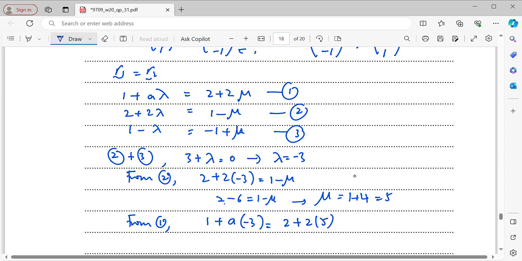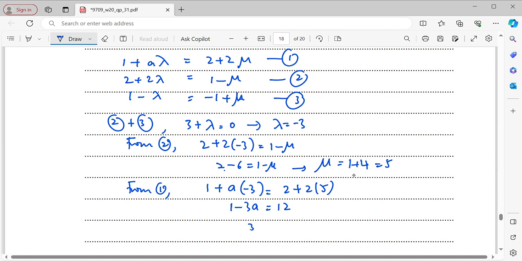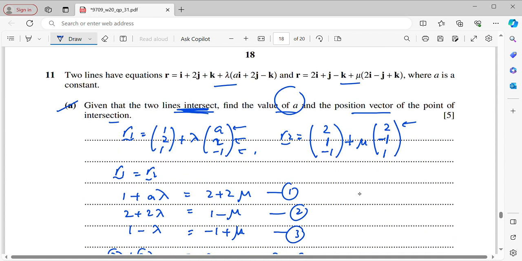Mu is 5. Then from here, you will get 1 minus 3A equals 12. Okay, then 3A is minus 11. Therefore, the A is going to be negative 11 over 3. Okay, so done for the first part, value of A. And now, for the intersection point.